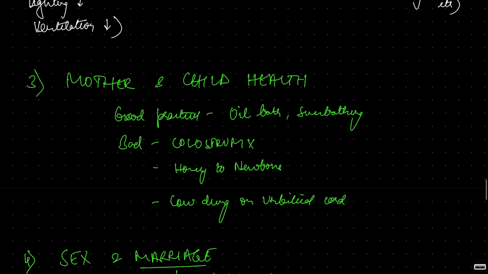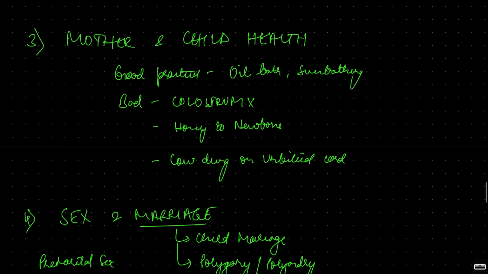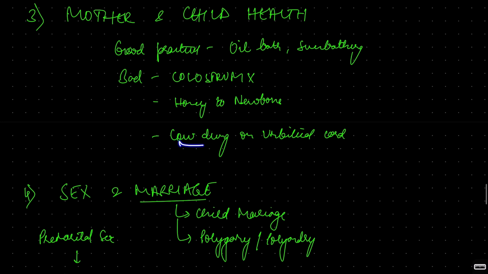Next, coming to mother and child health. Mother and child health, you can have good practices and bad practices. Good practices like oil bath, sunbathing, massage, all those are good practices. Bad practices are discarding colostrum, giving honey to newborn babies, applying cow dung on the umbilical cord. All these are bad practices. This is regarding mother and child health.